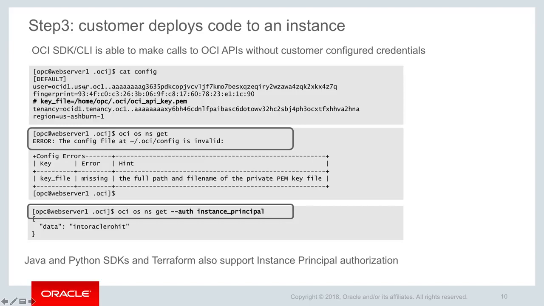But as we add that instance as part of the dynamic group, even if I comment out the API signing key in the file and execute the command again, this time using the instance principal authentication parameter, you can see I can get the results of my command, so I can get access to my object storage.